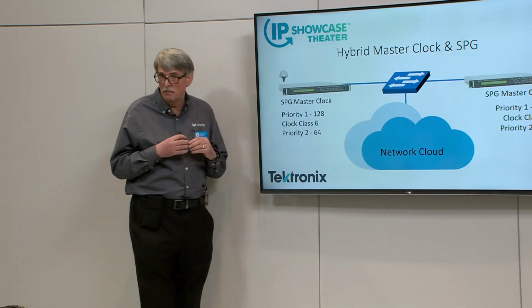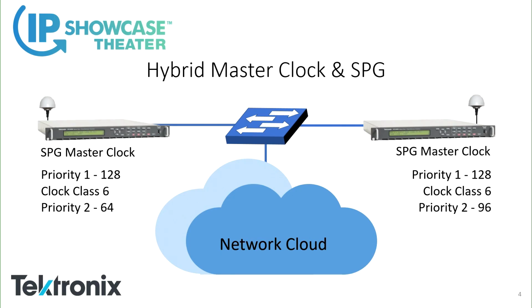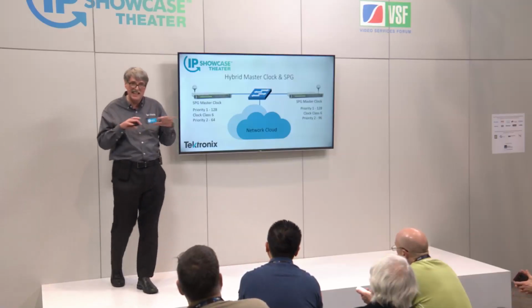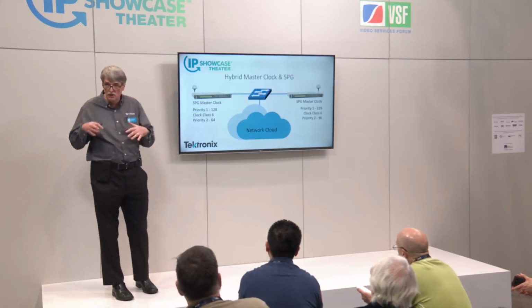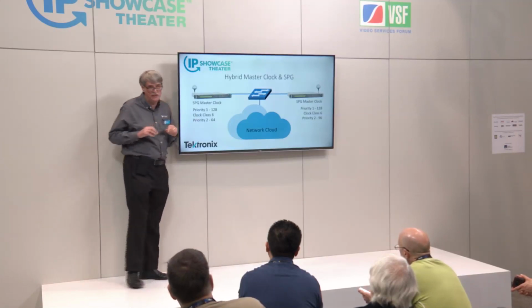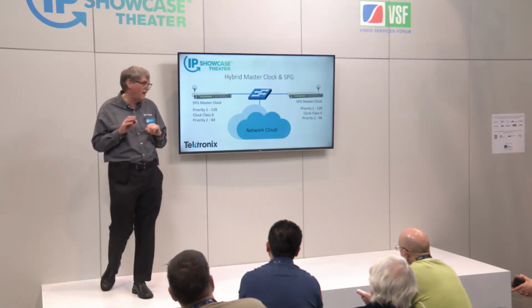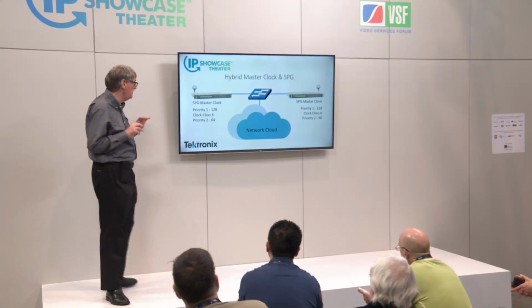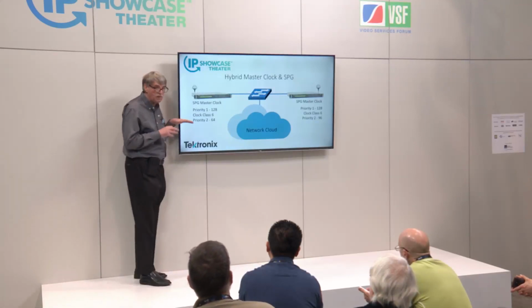So let's play the BMCA game, and we've set up a couple of values for priority 1. We've set a clock class of 6 for our GPS system that's locked to GPS, and we've set a priority 2 value as well. So in our first round, priority 1 is set between the 2 devices exactly the same. So we have to move to round 2. In round 2, clock class between the 2 devices is also set to the same value of 6. They're both locked to GPS. So we have to go to priority 2.